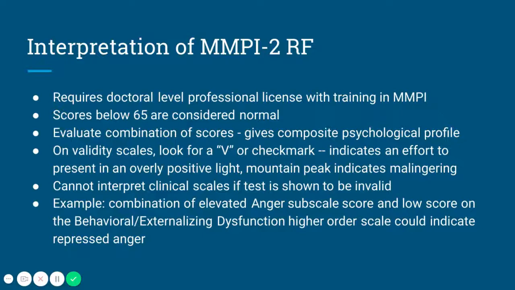You want to look at, as I said, a combination of scores. So an example would be if you had an elevated anger subscale score and a low score on the behavioral externalizing dysfunction higher order scale, then you could take those pieces together and have an indication of repressed anger. So that's one example. There are many where you're looking at what these scales are intended to measure and what the combination of those scores might mean. And so it does require some theoretical orientation and some understanding of various psychological profiles.